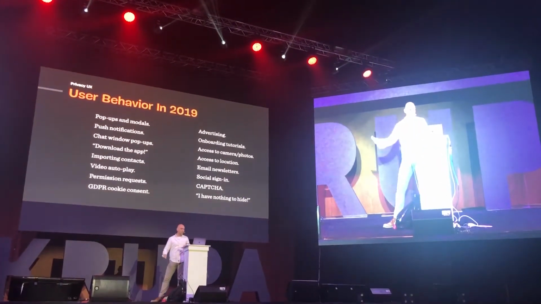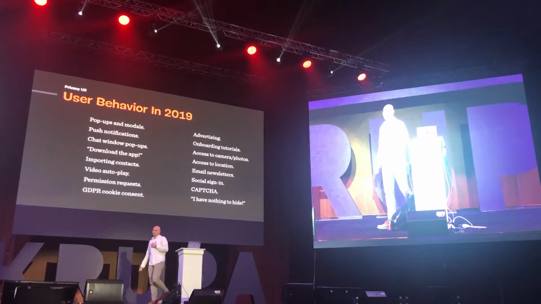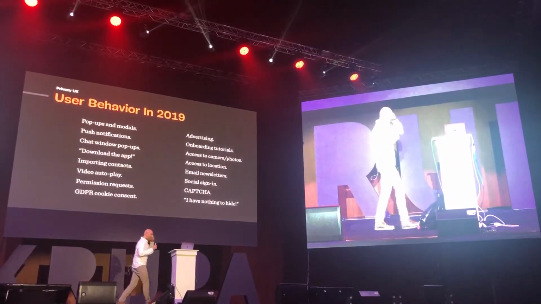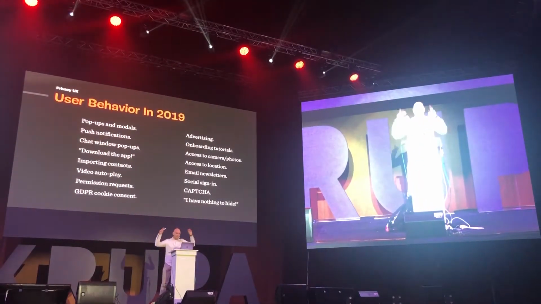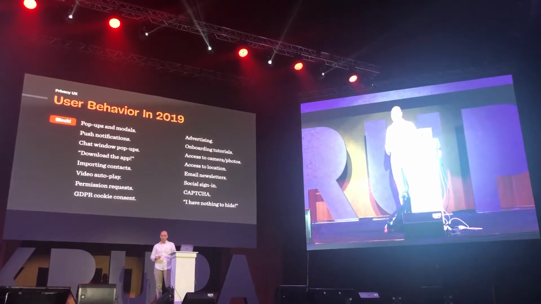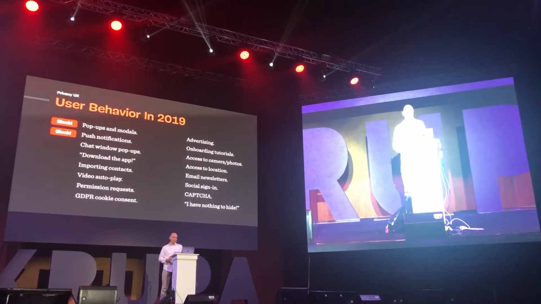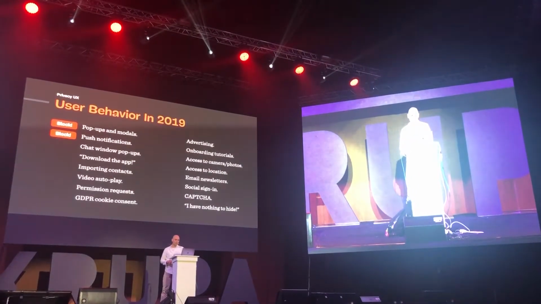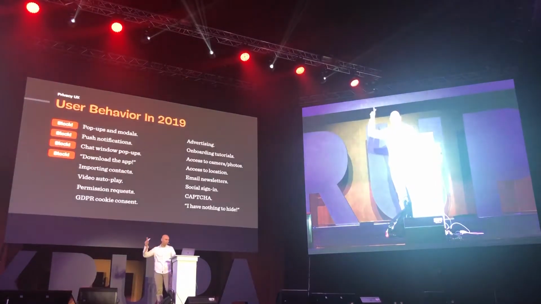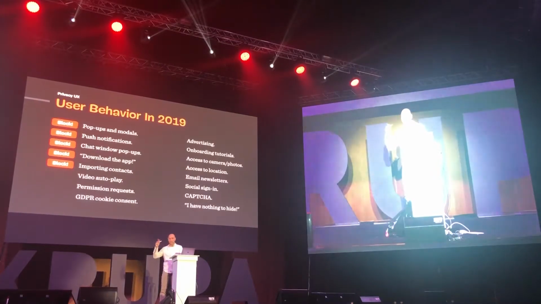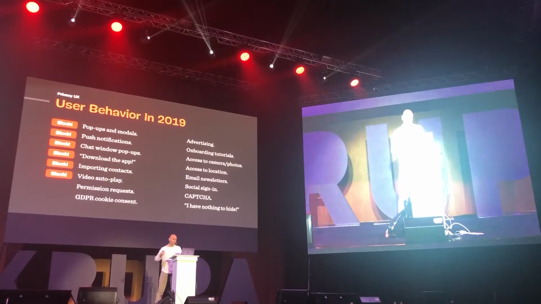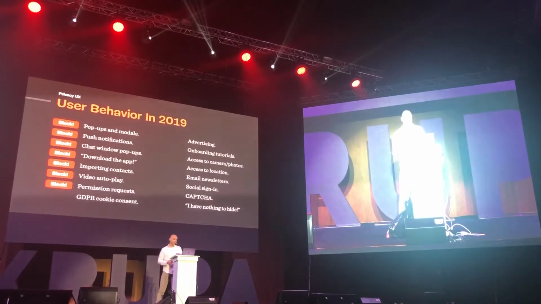We have pop-ups and push notifications in all glory. Chat window pop-ups. Right? Where you can actually talk to somebody. Download the app, importing context and all of that. And what do we do? Pop-ups, instant block. All the time. Push notifications, block all the time. Chat window pop-up, block most of the time. Download the app banner at the top, block. Importing context so they can spam people on your behalf, block. Video autoplay, block. Permission requests to get access to anything, block.